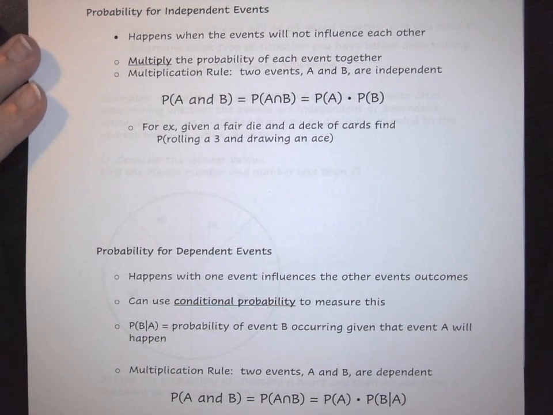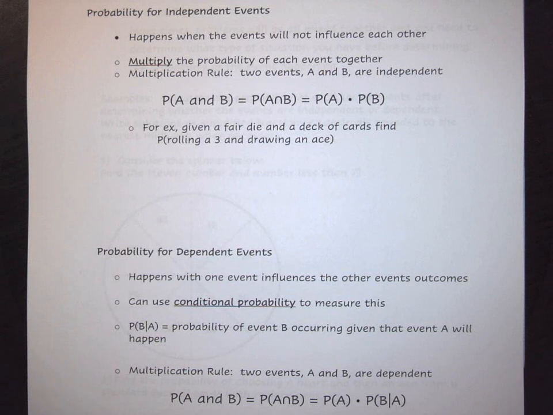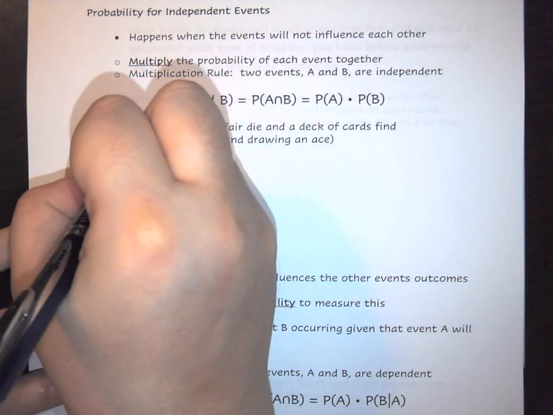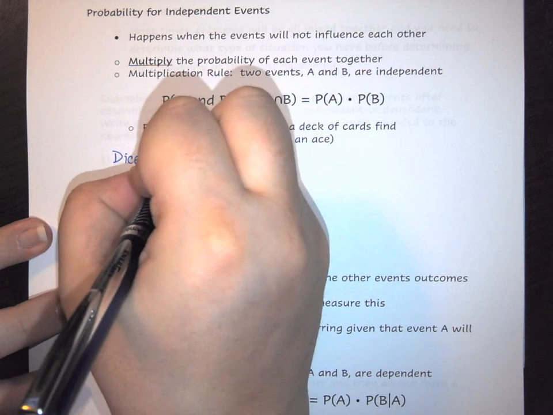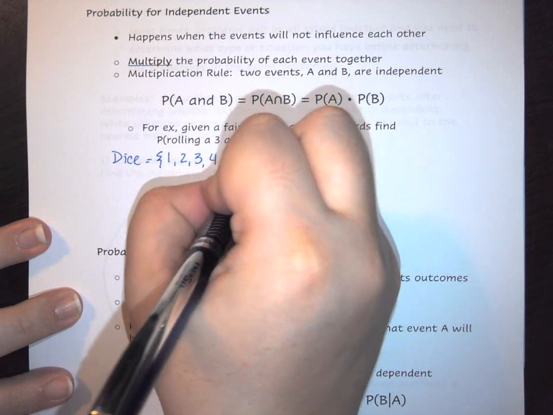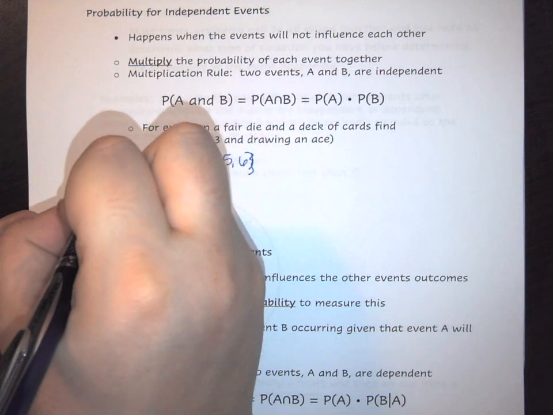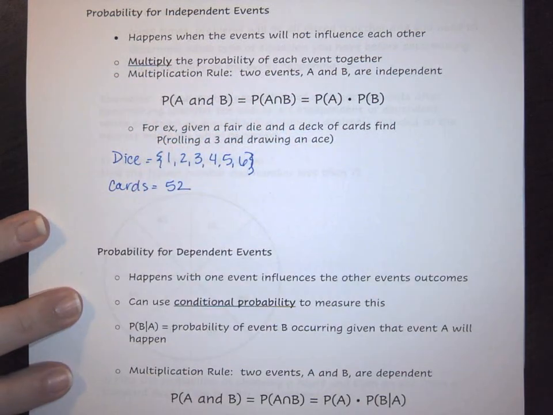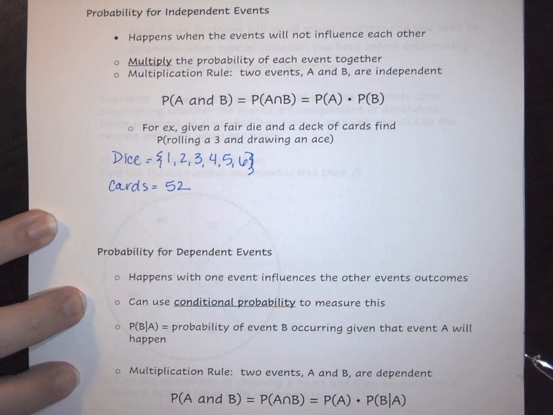When we're talking about independent events, again, you're talking about events that do not influence each other in any way. You are going to multiply those 2 probabilities together. So for example, given a fair die, which means a die with a set of 1 to 6, and a deck of cards, a standard 52 deck of cards, we want to find the probability of rolling a 3 and drawing an ace.